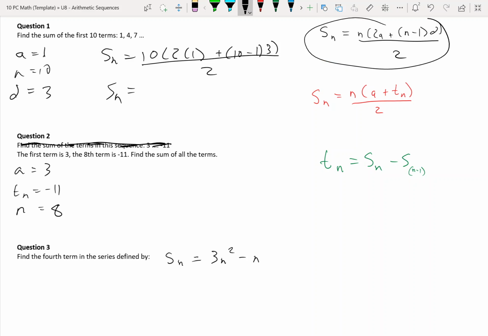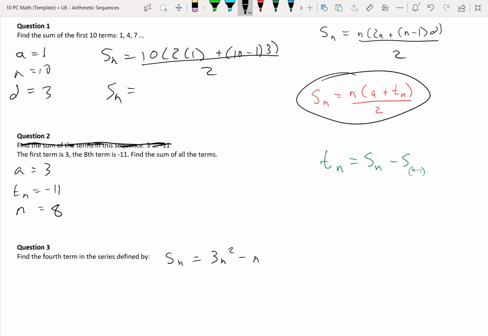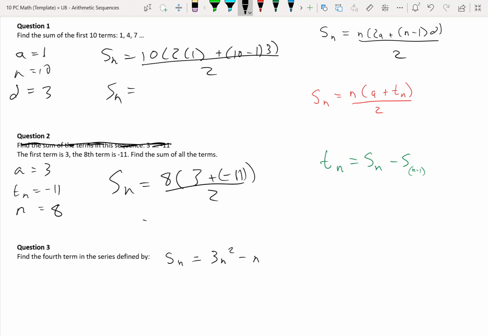So in this first formula, I don't actually have D, so I can't do this formula. I could figure out D, but I think what's a lot easier is I'm just going to use this formula, because I have N, I have A, and I have T at N. So I'll just sub in what I know. So 8 times 3 plus negative 11 divided by 2. Put that in a calculator and you get the answer.